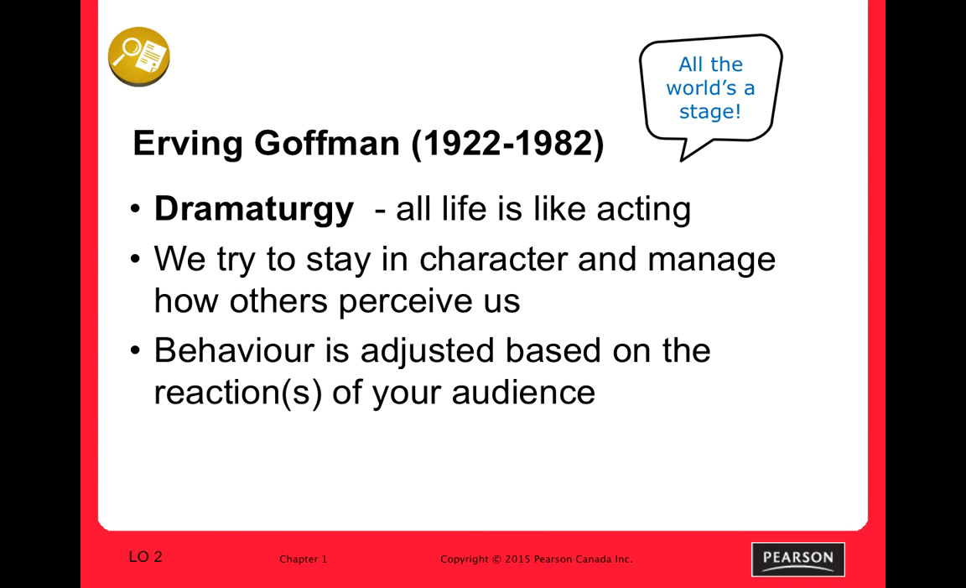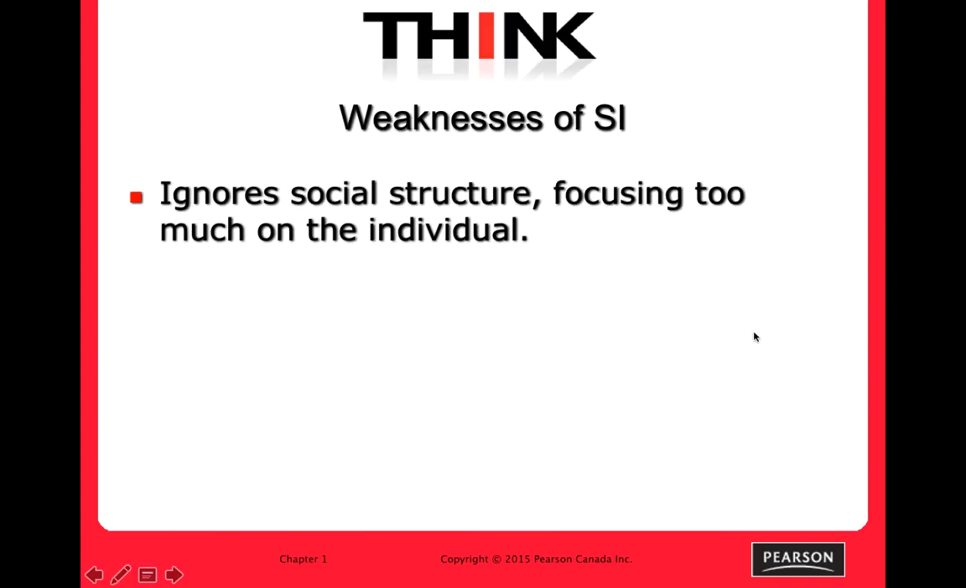So for example, you're going to act differently in a job interview than you are on the weekend when you're hanging out with your friends. Your demeanor is going to be different and your audience is going to be different, so you'll behave differently. And again, we're going to talk about this later in the semester, but just to give you a little preview of dramaturgy and the fact that Goffman is a good one to remember. So one of the weaknesses of symbolic interactionism is that perhaps it ignores social structure, focusing too much on the individual. Some might say.